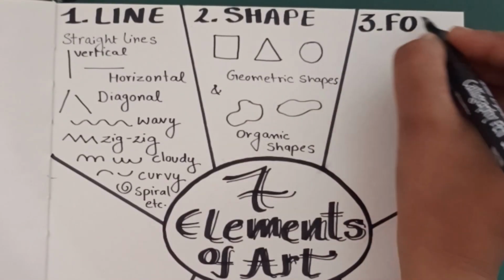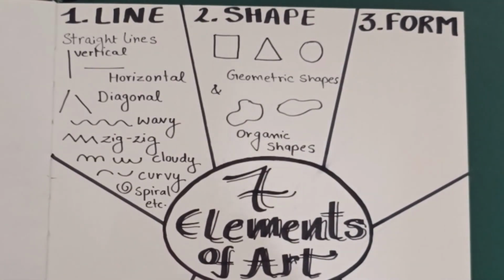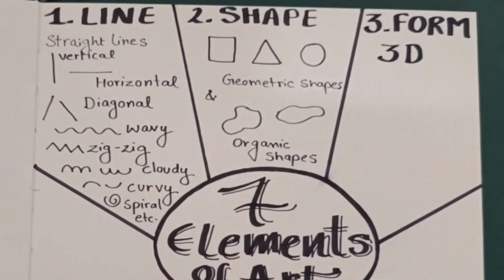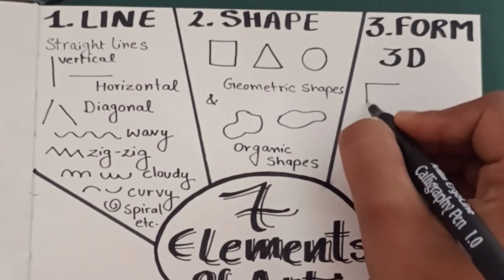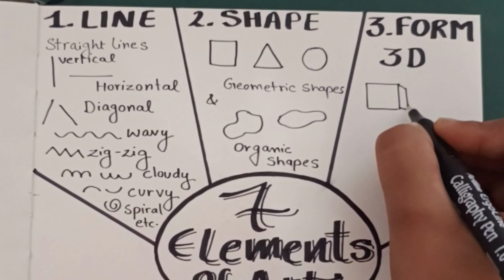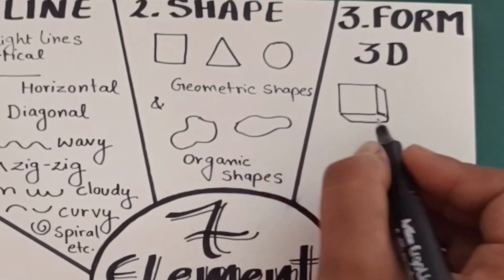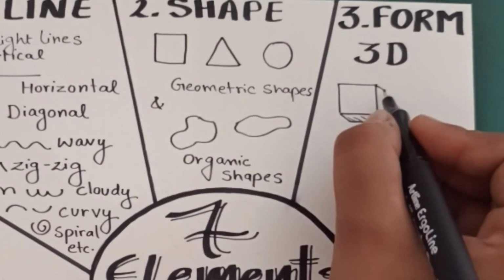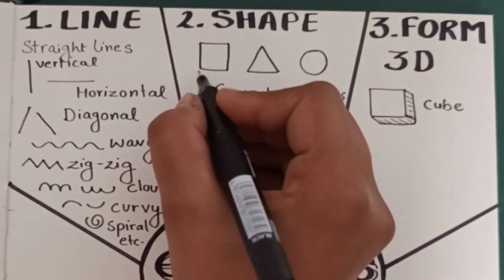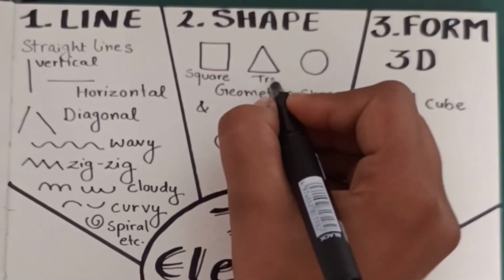Now with the shape we will come to the third one, which is form. And can you tell me what a form is? Alright, they are the 3D form of shapes. Shapes are 2D and forms are 3D. If I make a cube of a square, then it will become a form. It will not remain a shape, it will become a form. In the shape we add length and breadth, and in the form we add height also, or you can say a volume also.